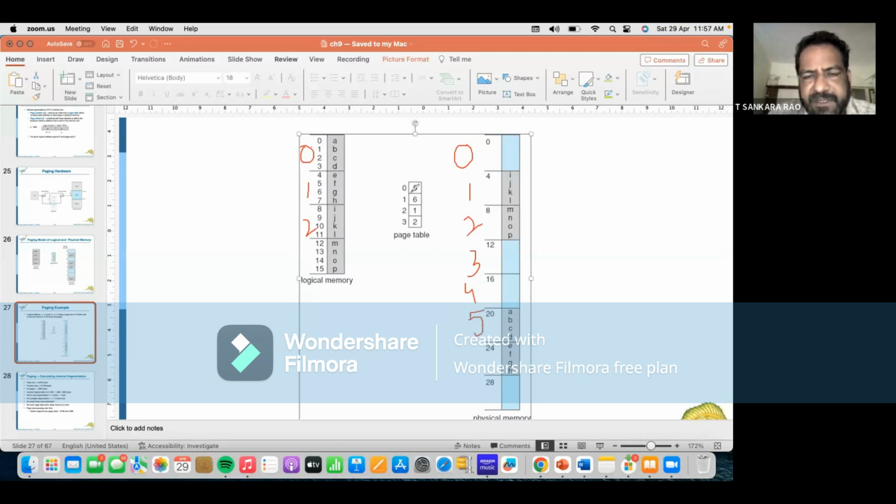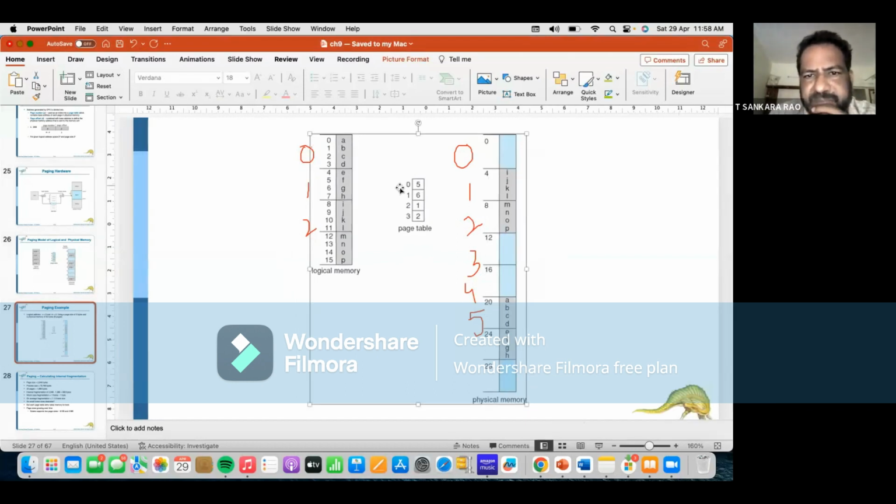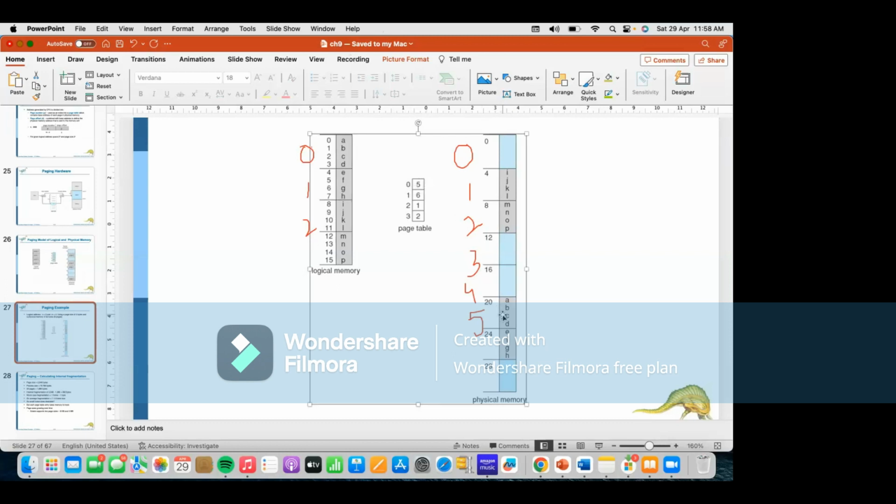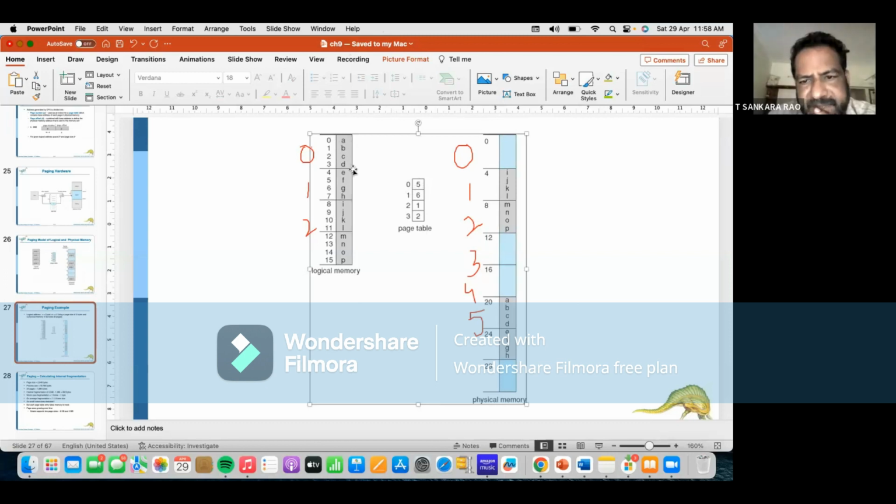Now see the page table. 0th page. What is the frame number? Tell me. What is the frame number of the 0th page in the page table? 5. So the 0th page contents are ABCD.